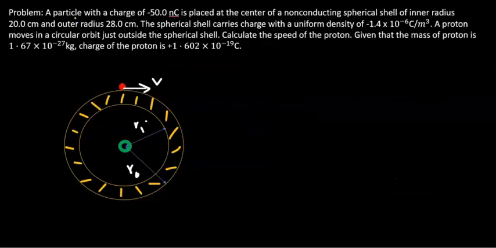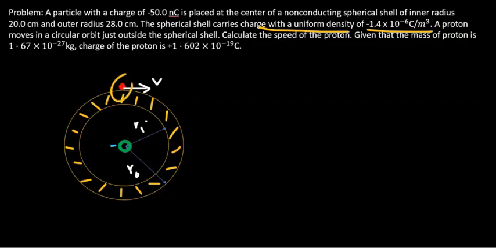Problem 3. A particle with charge minus 50 nanocoulomb is placed at the center of a non-conducting spherical shell. So that is that negative charge at the center of this non-conducting spherical shell. The shell's inner radius is 20 cm and outer radius is 28 cm. The shell carries charge with uniform density of minus 1.4 times 10 to the power minus 6 coulomb per cubic meter. So within this shell, you have a bunch of negative charges distributed uniformly.